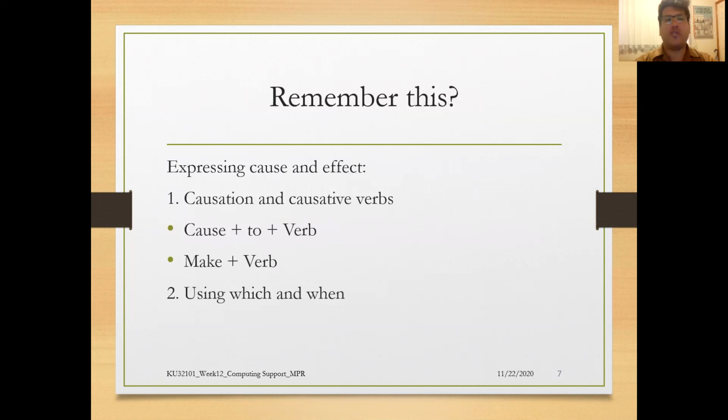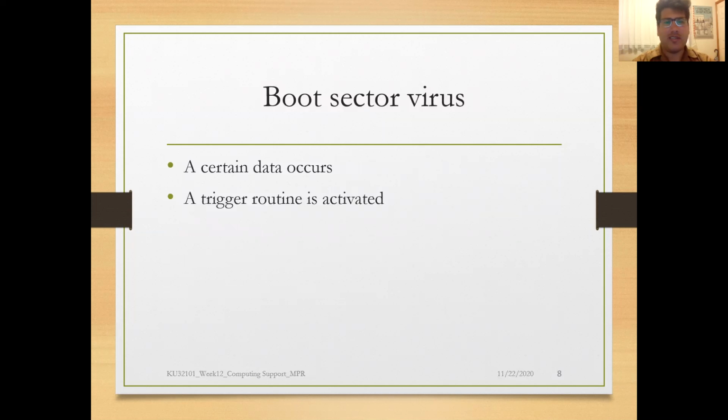All right, so do you remember expressing cause and effect? So one, causation and causative verbs. So we can use cause plus to plus a verb, usually an action verb. Or we can use our causative verb make plus a verb. And two, we're going to look at using which and when again. Okay, so let's have a look at these two statements here. For boot sector virus, a certain data occurs. A trigger routine is activated.